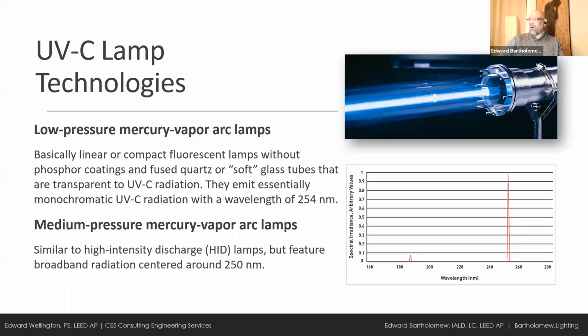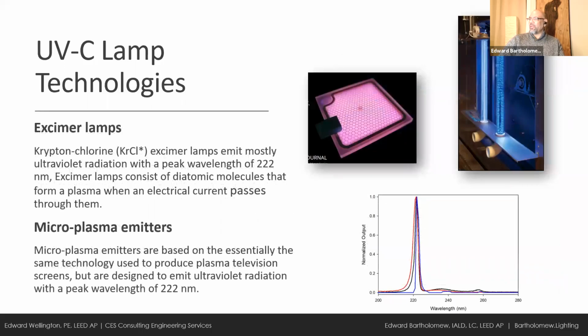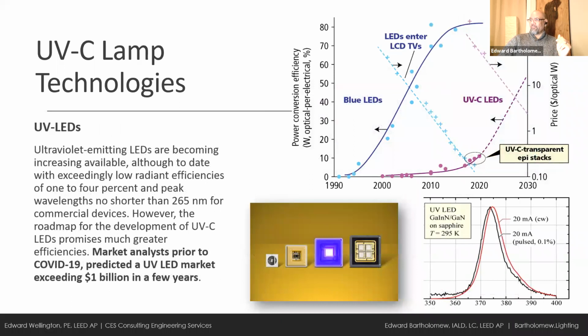Medium pressure mercury lamps are also effective. They're at the 250 nanometer range. Then there's exciting new technologies such as the excimer lamps. It's a krypton chlorine excimer lamp that has a peak wavelength of 222 nanometers. Microplasma emitters, yes, plasma like your TV set, but they've made them very small, that also can be tuned to 222 nanometers. So there are some newer technologies in how to create or reproduce UV at the right spectrum. And of course, LEDs.